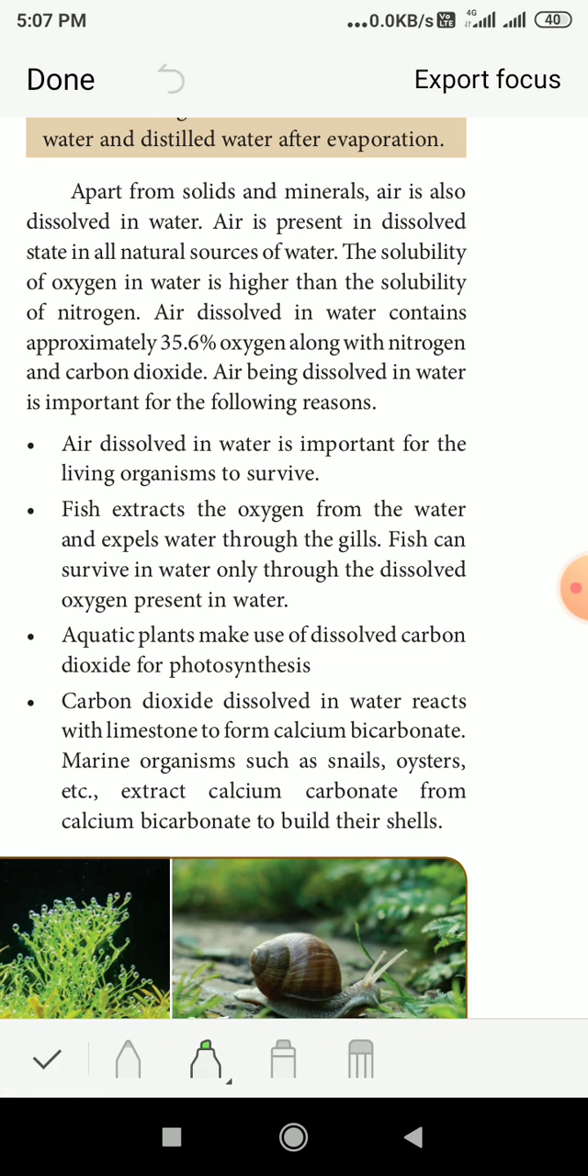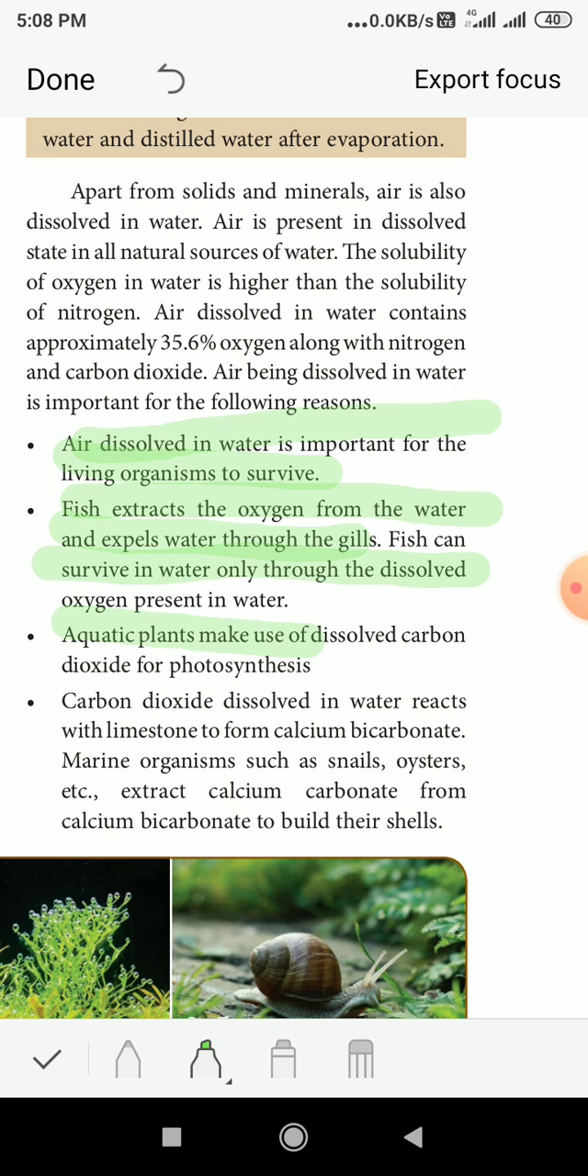Fish extract the oxygen from the water and expel the water through the gills. Fish can survive in water only through the dissolved oxygen present in water. Aquatic plants make use of the dissolved carbon dioxide for photosynthesis. Carbon dioxide dissolved in water reacts with limestone to form calcium bicarbonate. Marine organisms such as snails, oysters, etc. extract calcium carbonate from the calcium bicarbonate to build their shells.